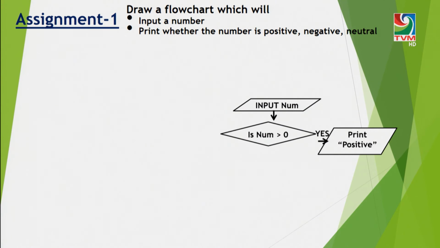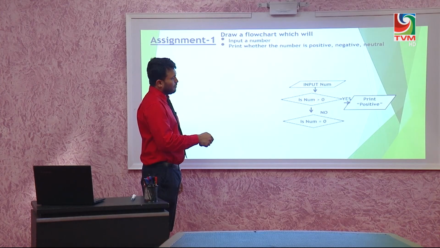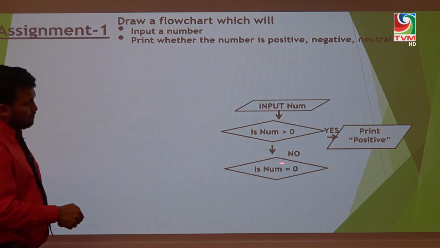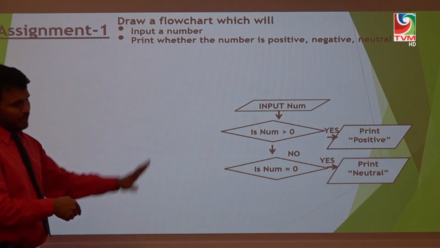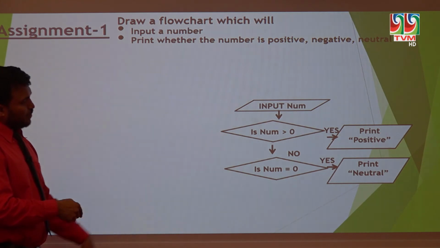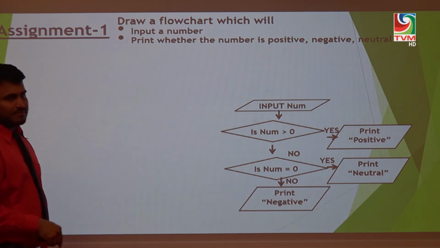So, it is positive. Think you input minus 2. First it will check here: is minus 2 greater than 0? No. It will go here. Again here, is minus 2 equal to 0? No. If minus 2 were equal to 0, it would say neutral number. Minus 2 equal to 0 is no, so it will say negative.